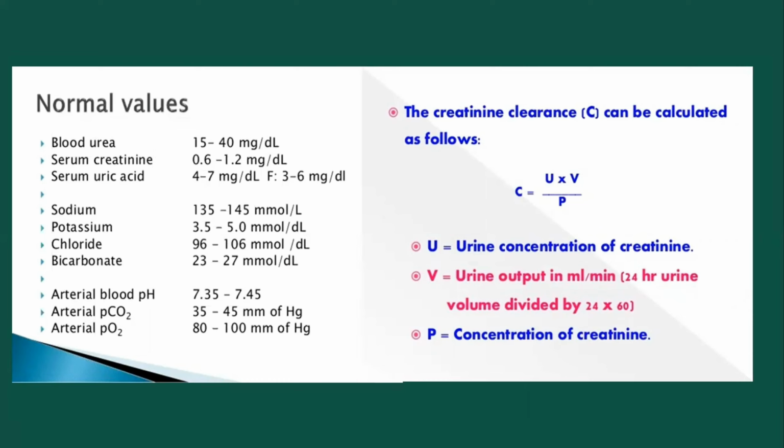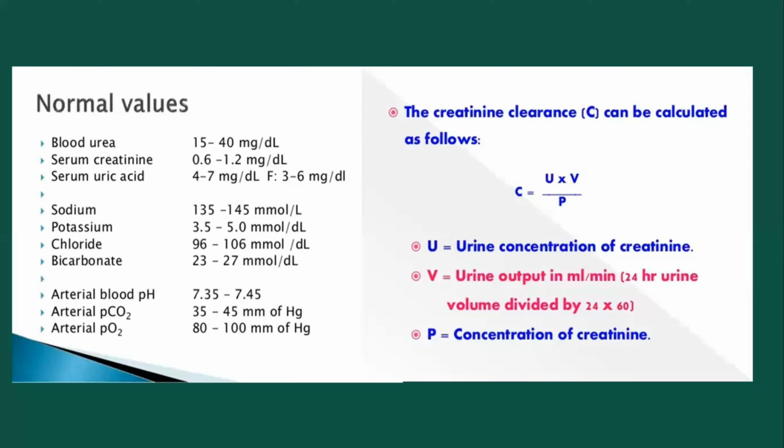Arterial blood pH 7.35 to 7.45, arterial PCO2 35 to 45 millimeter of mercury, arterial PO2 80 to 100 millimeter of mercury. So how to calculate GFR?